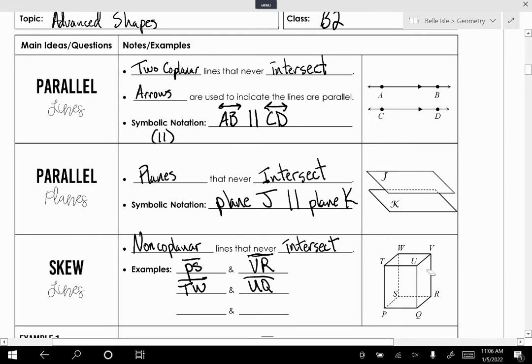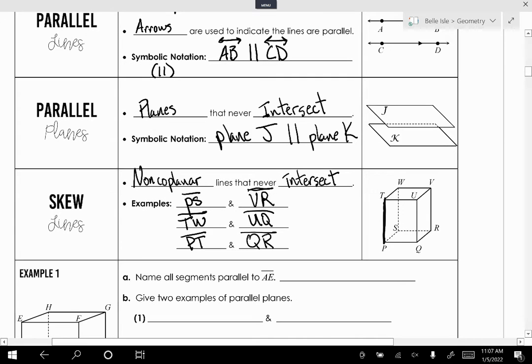Let's see. Last one would be, let's say PT, which is this one right here. So you could do QR. Quantum relationship. How would that work when your dog slows down? Okay, we're going to move on.